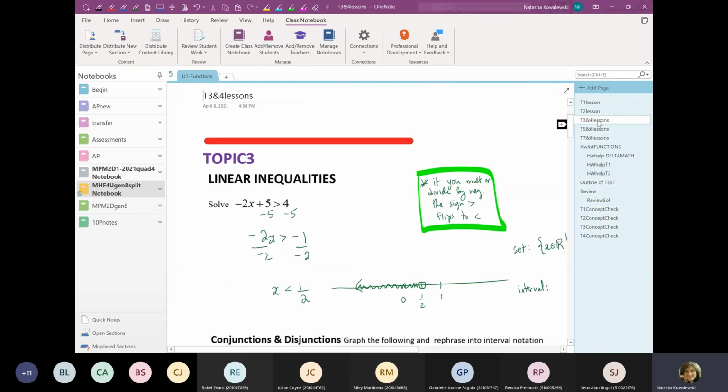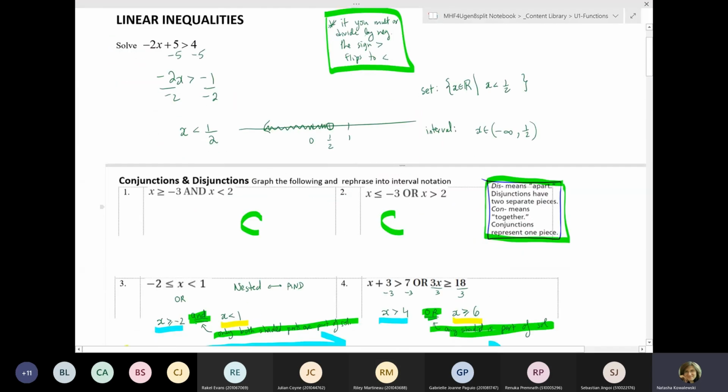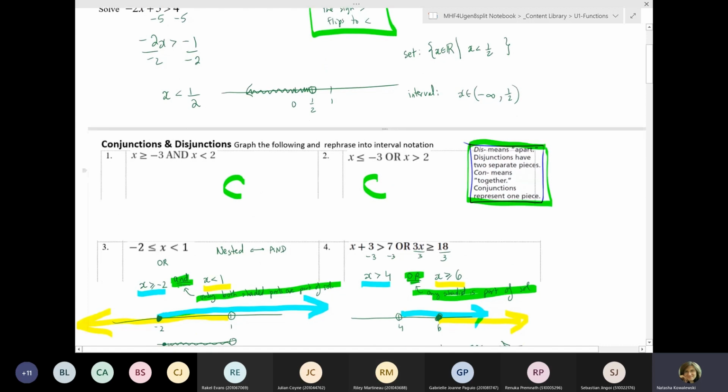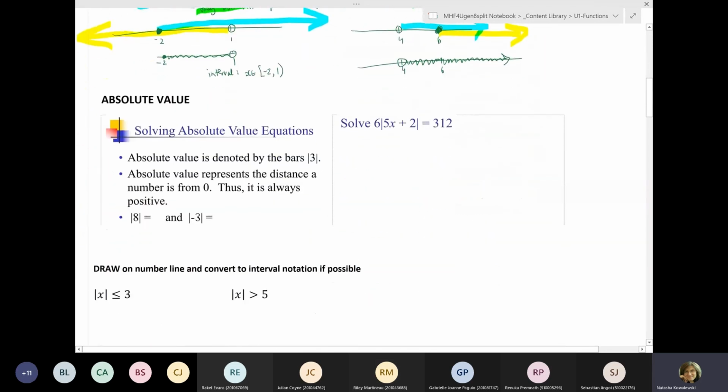And that's what is being told to you on this side here. So con means together, so conjunctions represent one piece. So this would be a conjunction, okay? So I'll leave these for you to try in your concept check later after the lesson is done.